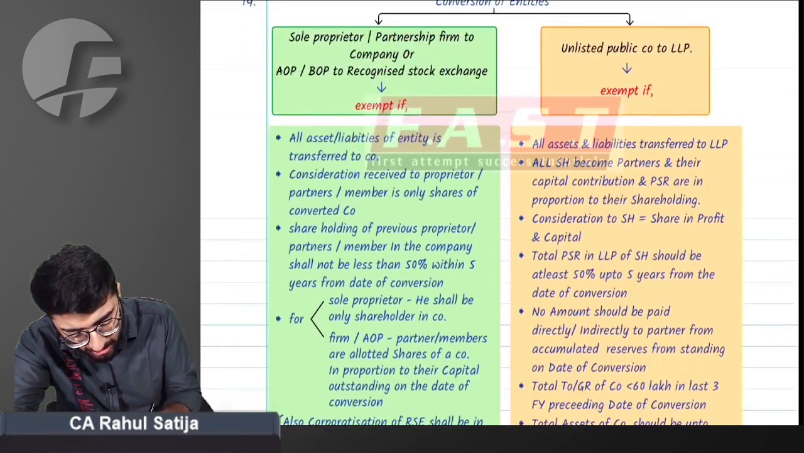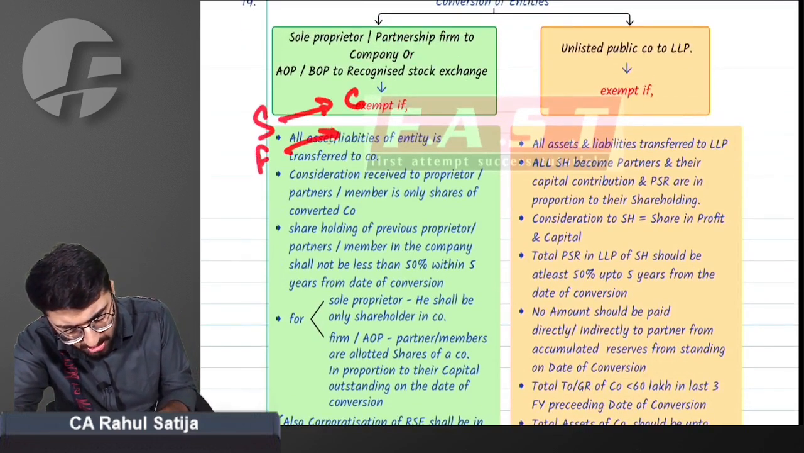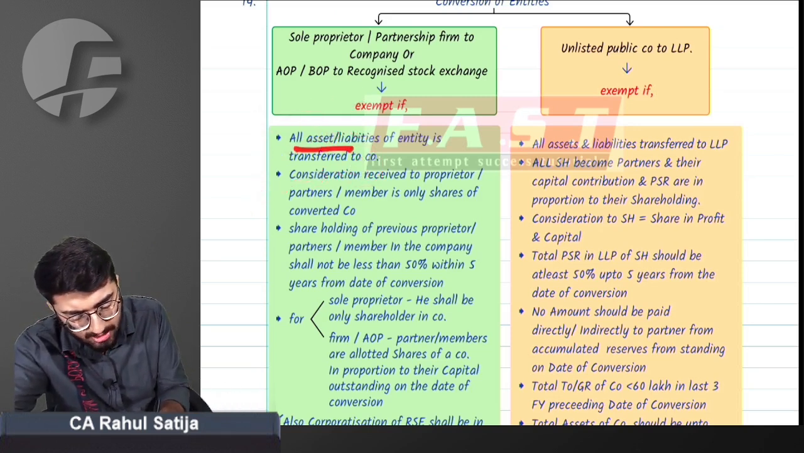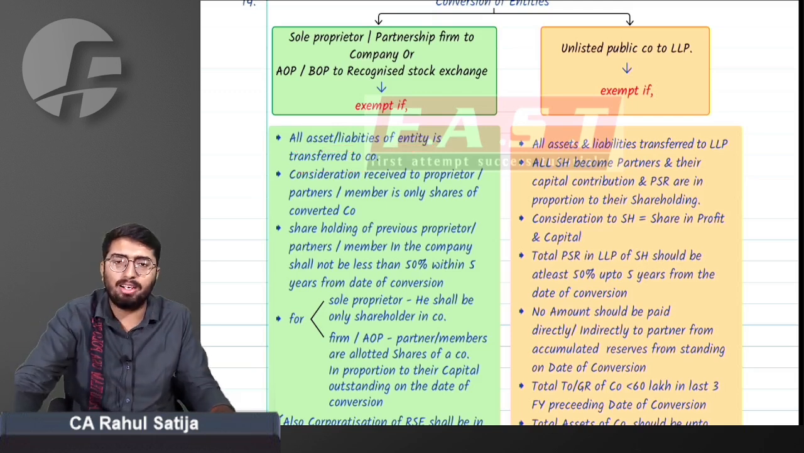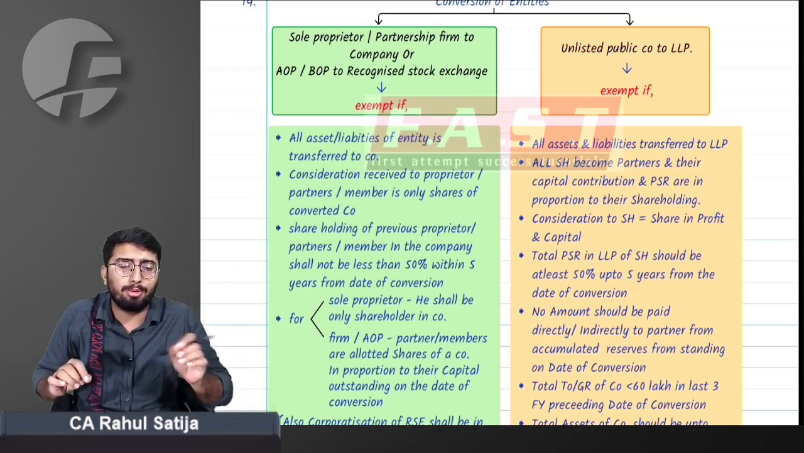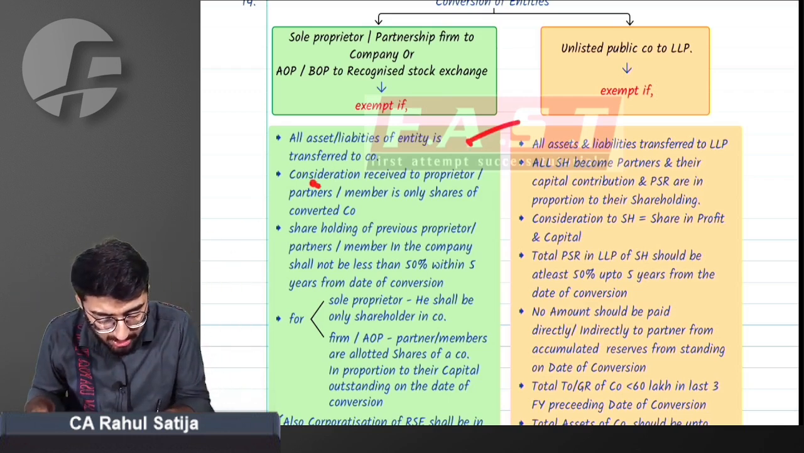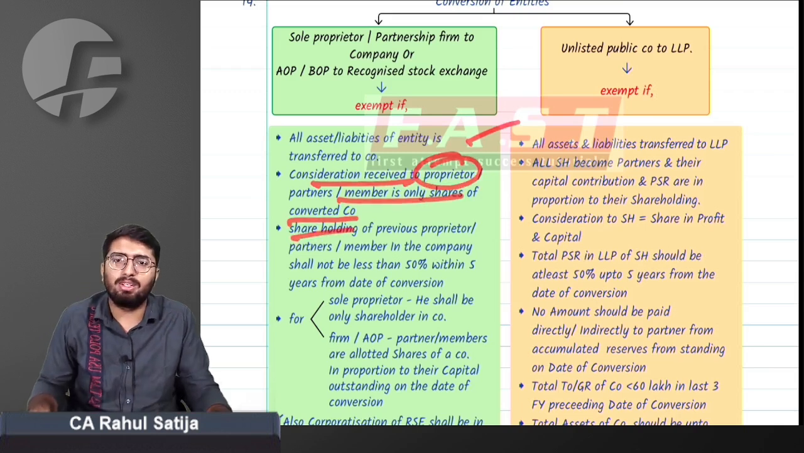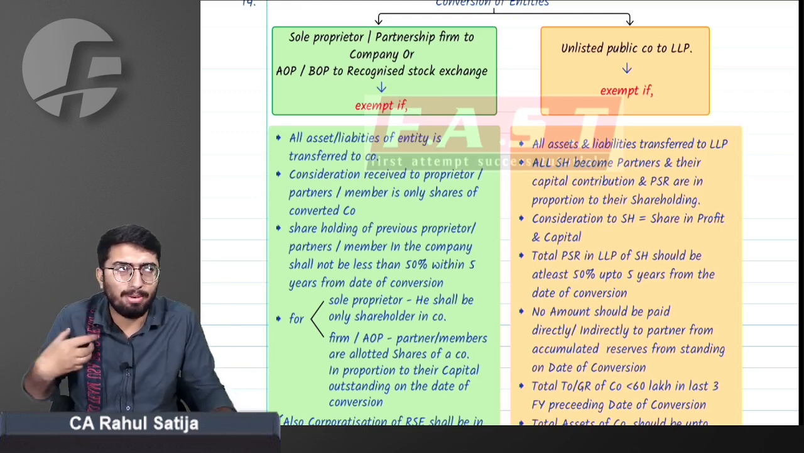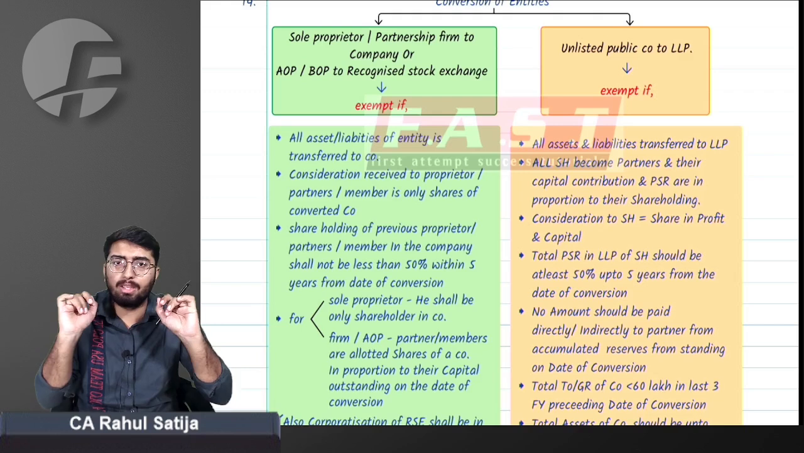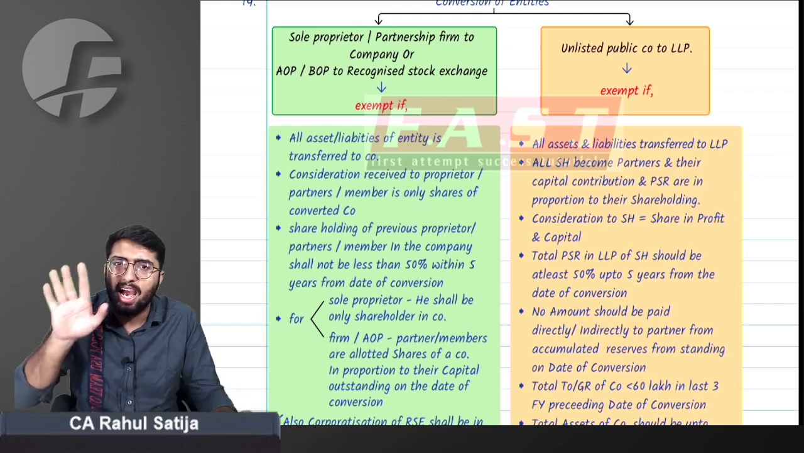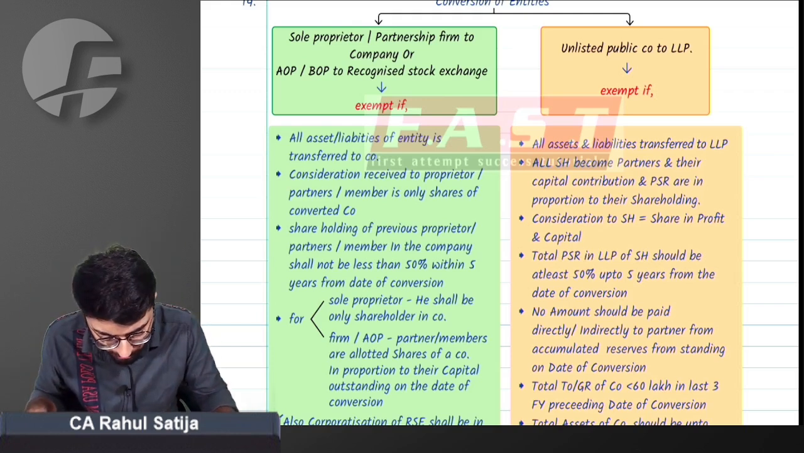Here are the conditions. Whenever a sole proprietor converts into a company, or a firm converts into a company, or an AOP converts into a recognized stock exchange or a company, then all the assets and liabilities of the entity are to be transferred. All the assets of the sole proprietor are to be transferred to the company. All the assets of the partnership firm are to be transferred to the company. And in return, he should get the shares of the company. There should be no other consideration paid by the company. For example, I am the sole proprietor, I should get all the shares of the company. If I am a partner in a partnership firm, I should receive the shares in the company. I should not receive any other compensation.